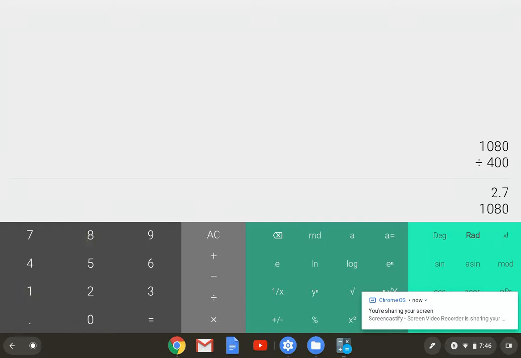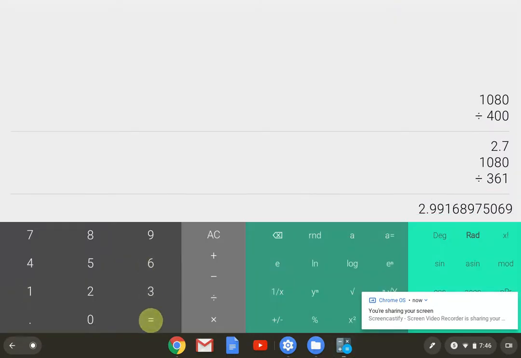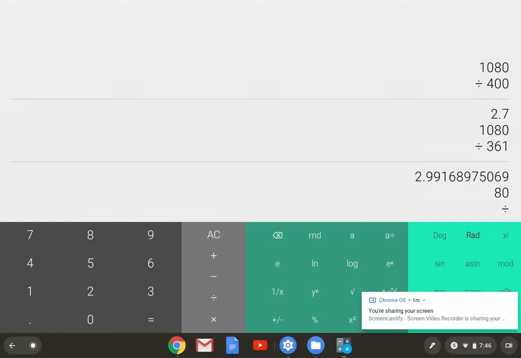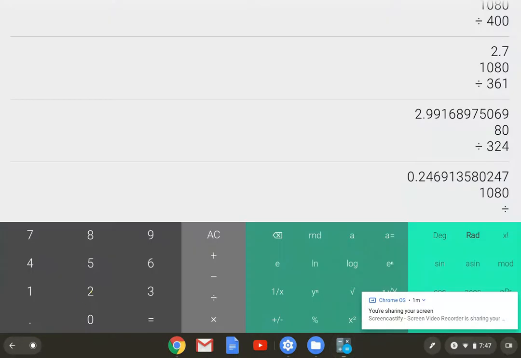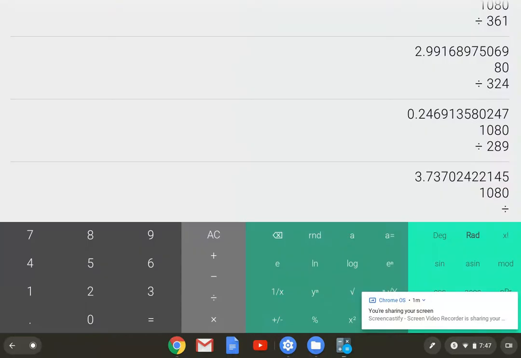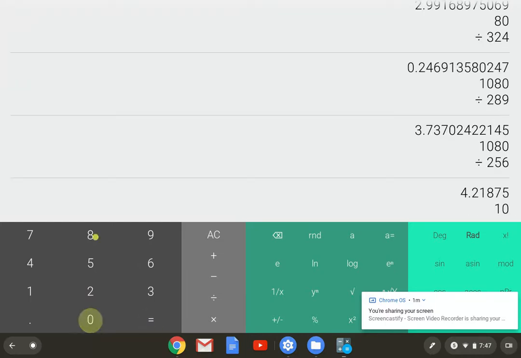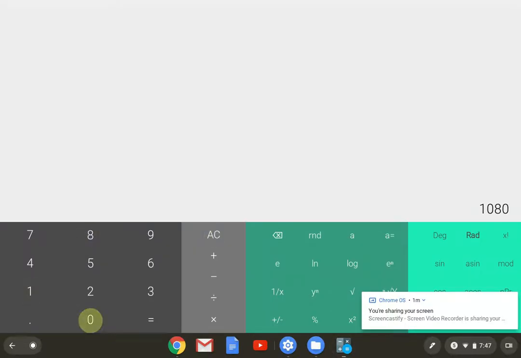Then we're going to divide by the next number down, which is 361. Nope. Then the next number down, which is 324. Nope. Then the next number down, which is 289. Then the next number down, which is 256. Then the next number down. I have that in my calculator wrong. We're going to divide by the next number down, which is 225. Nope. Then the next number down, which is 196.